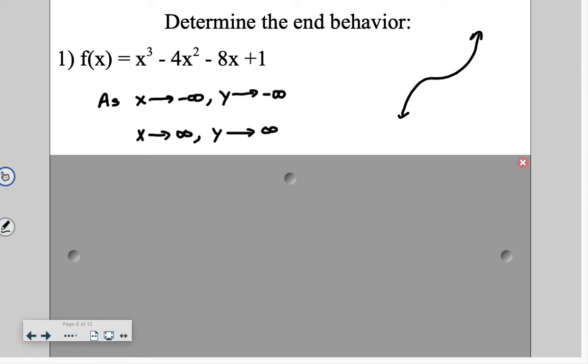That's all that's saying. That's all we're looking at for end behavior. Okay, that's why I said it's easier than that last slide makes it look. As we go to the left, y goes down. As we go to the right, y goes up. Okay? Starts low, ends high. Let me give you another one.